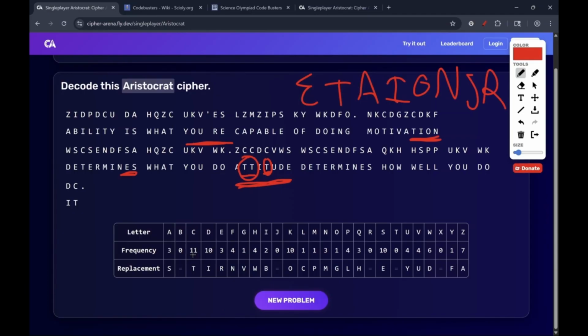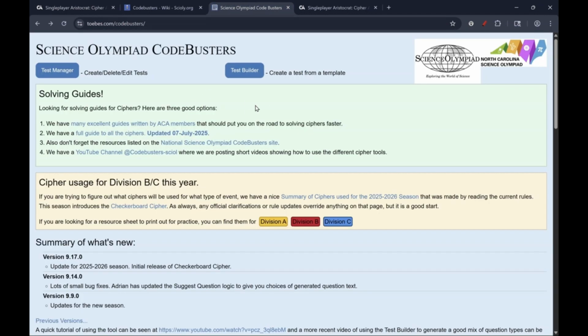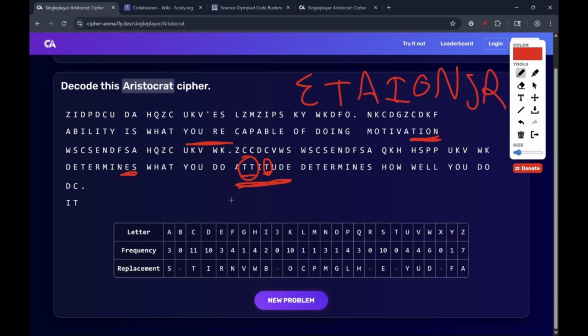And just to end off this video, I'd say if you want to get good at aristocrats, just grind as many as you can. Definitely use Tobes in order to print out your own custom ciphers. Help out friends who are also doing Codebusters and make tests for each other. It's a very good resource.